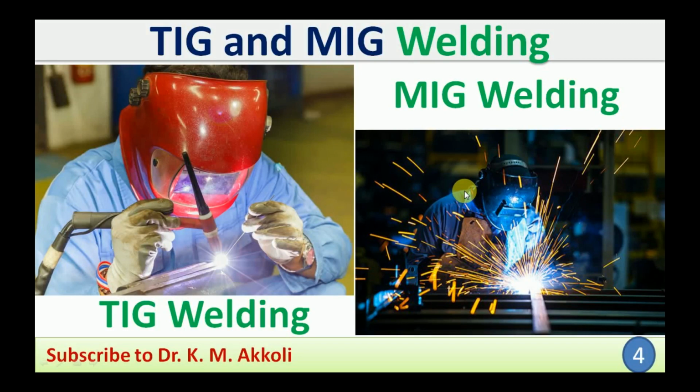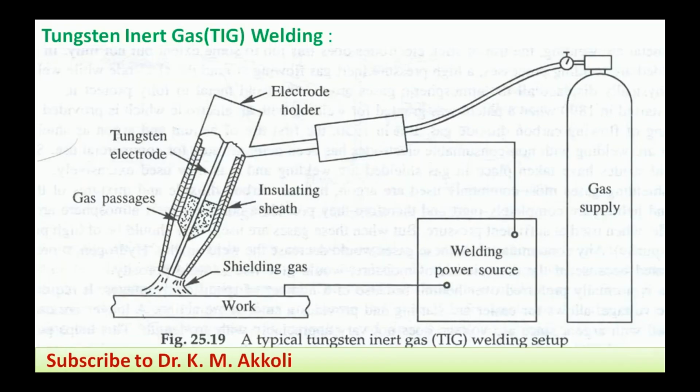In this session I am going to discuss TIG welding, that is tungsten inert gas welding, and MIG welding, that is metal inert gas welding. For these two types of welding, I am going to discuss how the welding is to be performed. First I will take tungsten inert gas, TIG welding.